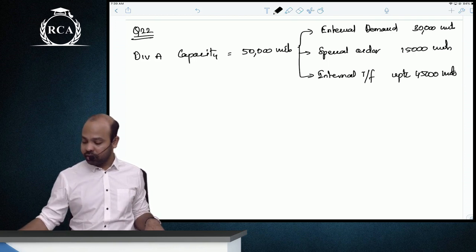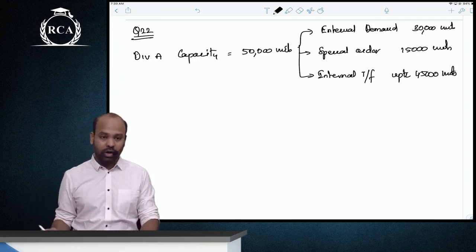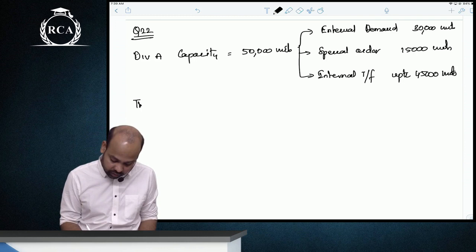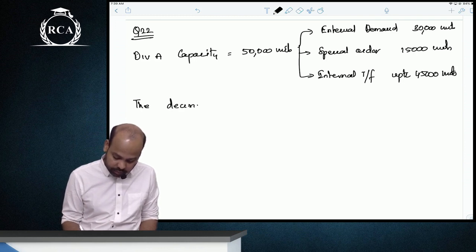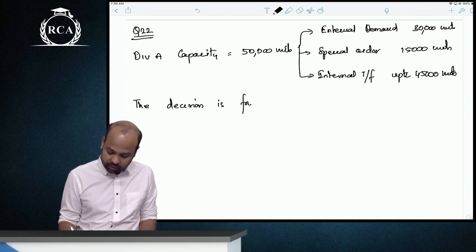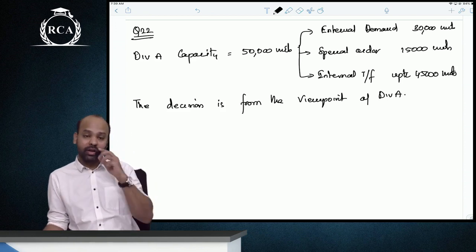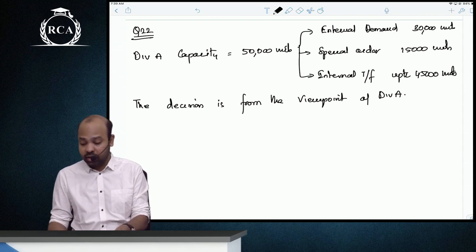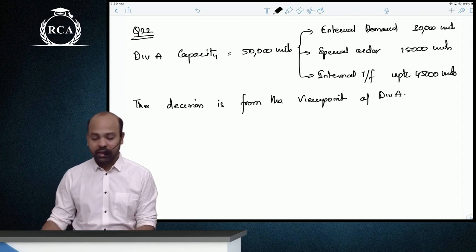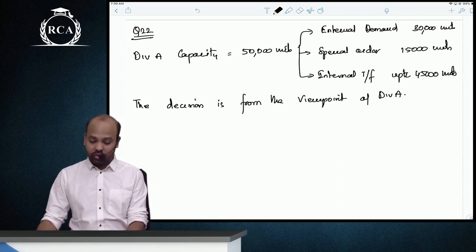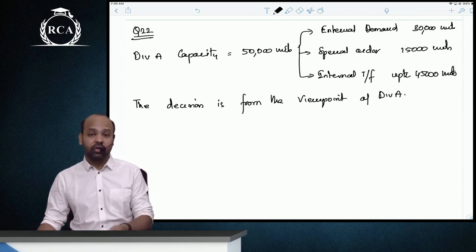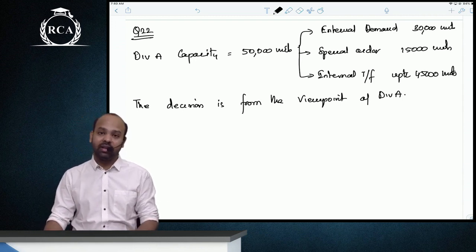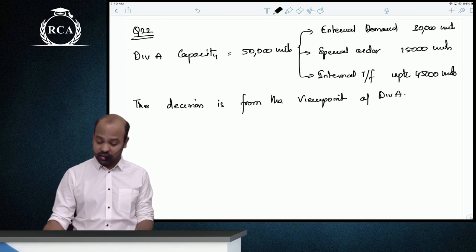I hope you're all done with this, guys. Write down, beta: the decision is from the viewpoint of division A. First important point. When this was originally included as an example in the ICAI study material, the answer was wrong. And I was like, no, that is not the right answer. Students would say, sir, it is the ICAI answer. Then they changed the answer, and I was like, don't you think you should do this only?